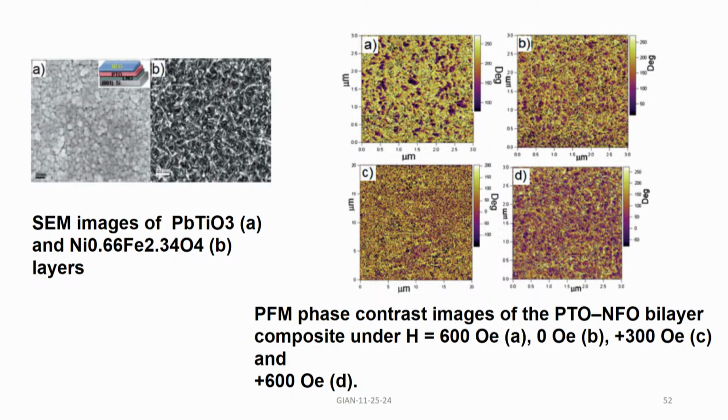As you go from minus 600 to 0, plus 300, 600, you see a significant change in the PFM signal, and you can measure the phase and the amplitude and come up with a magnitude for the coupling. This particular sample has lead titanate and nickel ferrite of that particular composition. Nickel ferrite with that composition is a ferromagnet, and lead titanate is a ferroelectric.